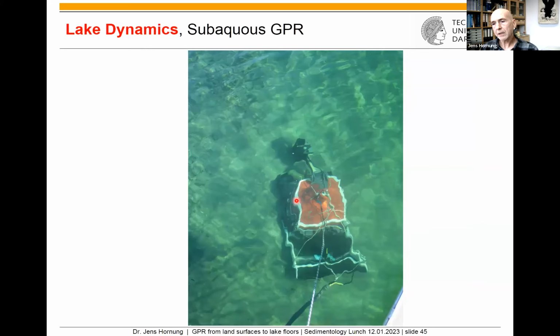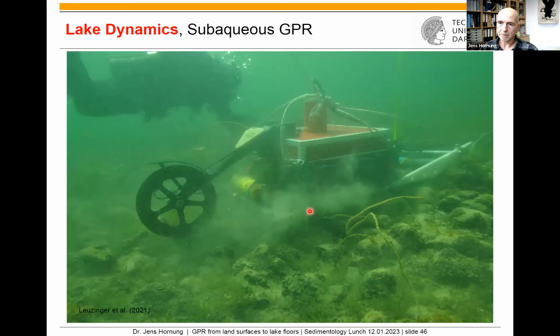This is how it looks in the littoral zone, and this is how it works. Now it's recording data with the survey wheel, the system to pull and transfer the data, the system to take it out from the water, and this is the system to keep the GPS positioning over the unit.